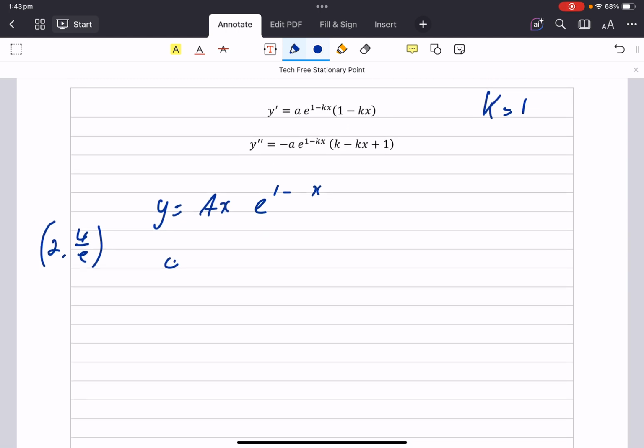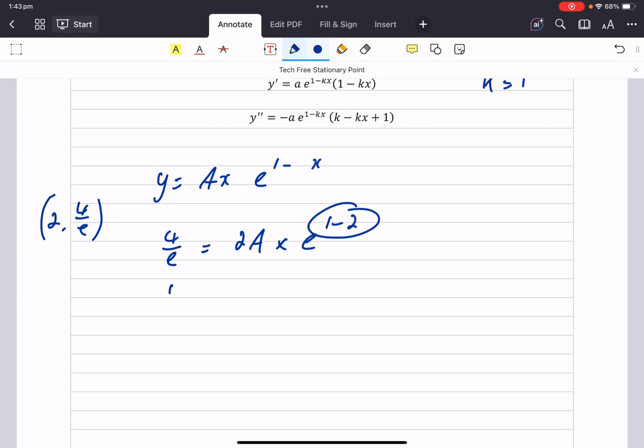4 on e, x is 2. 1 minus 2 is minus 1, so we get 4 on e equals 2a on e. Are we okay that that means A is 2? A is 2.